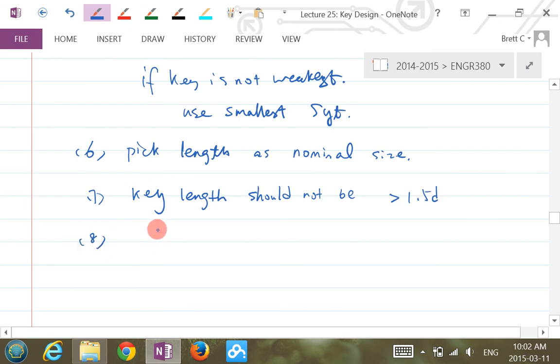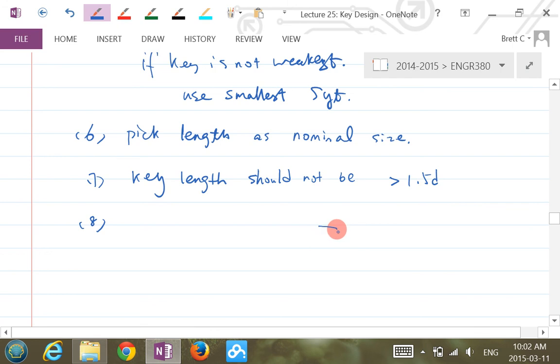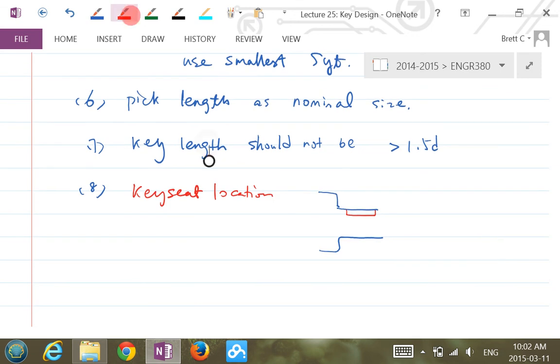Now the other thing is when you design your key seat. Let's say this is a shoulder. If this is a key seat, you're going to design it here. Make sure that the key seat location doesn't run into the fillet location. So basically, you don't want the two stress concentrations to merge into one location. So that's the key seat location.